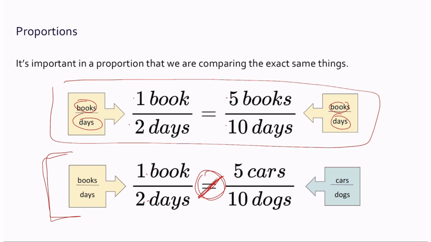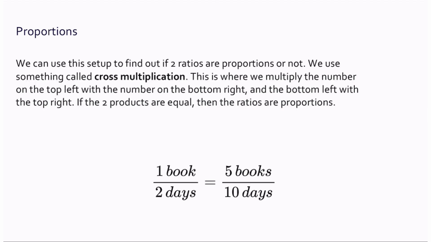Now, if we're just looking at the numbers, 1 over 2 is equivalent to 5 over 10. But a book is not equivalent to a car, and a day is not equivalent to a dog. So we want to be really careful with proportions to make sure that we are comparing the exact same things. Now we can use this setup to find out if two ratios are proportionate or not.